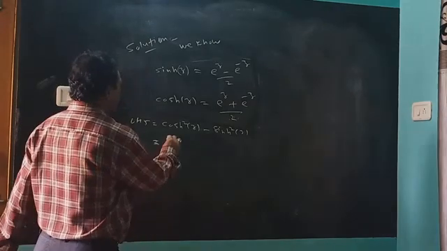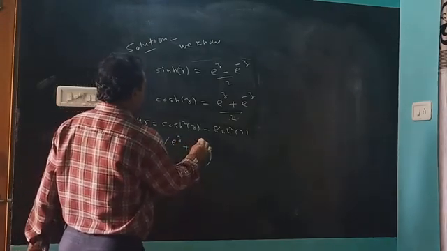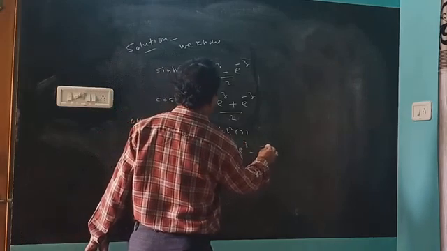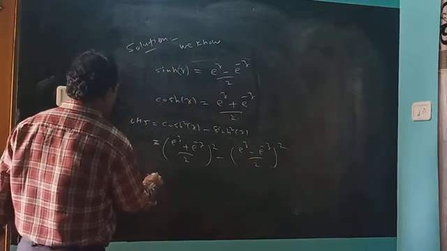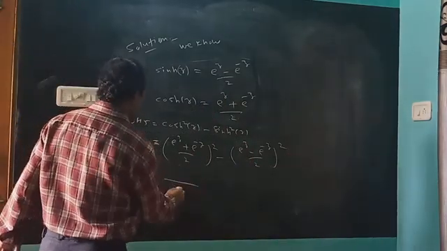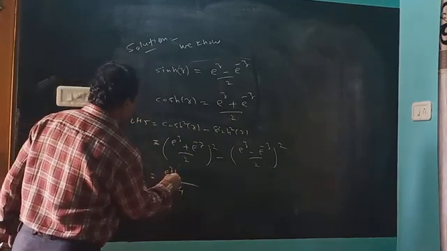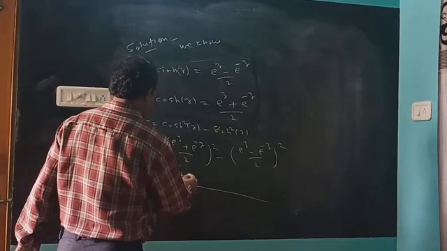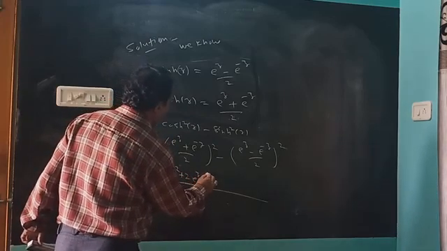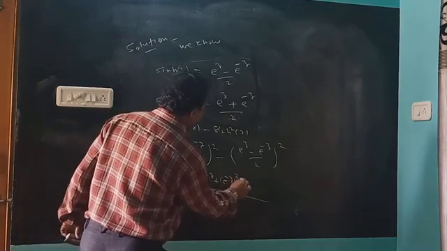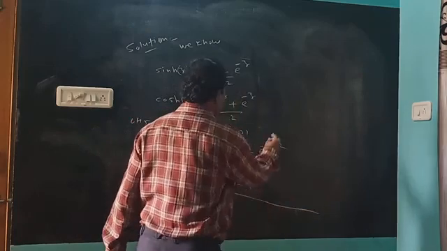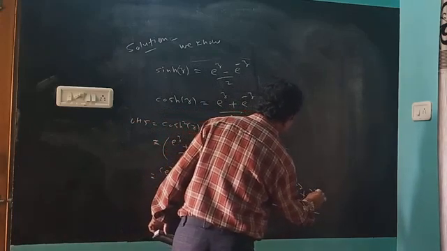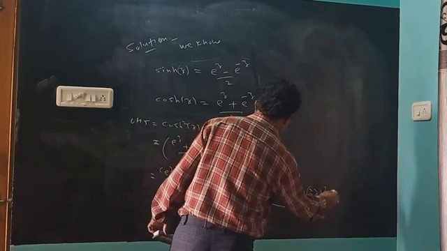Put the cos h square value: e raised to power z plus e raised to power minus z by 2, whole square, minus e raised to power z minus e raised to power minus z upon 2, whole square. Two squared is 4, and the square of this, e raised to power z whole square plus 2 times e raised to power z, e raised to power minus z, plus e raised to power minus z whole square, minus e raised to power z whole square minus twice e raised to power z e raised to power minus z plus e raised to power minus z whole square.